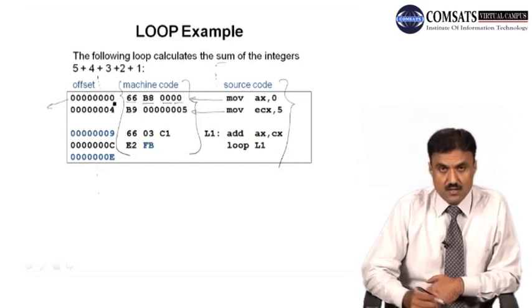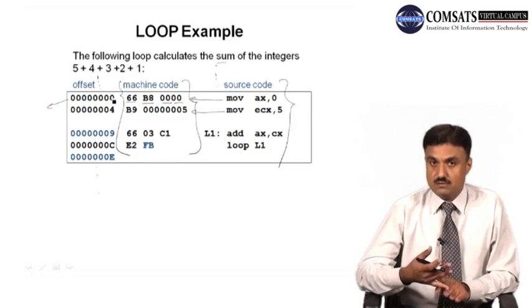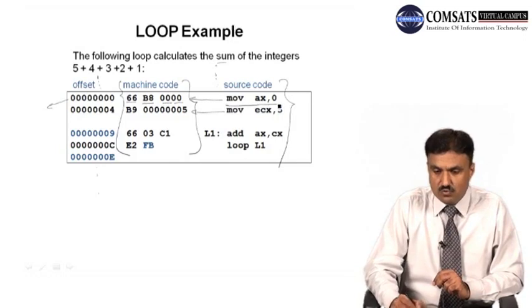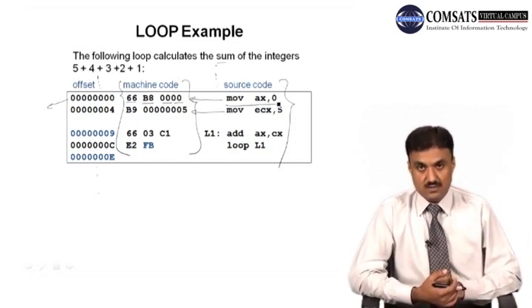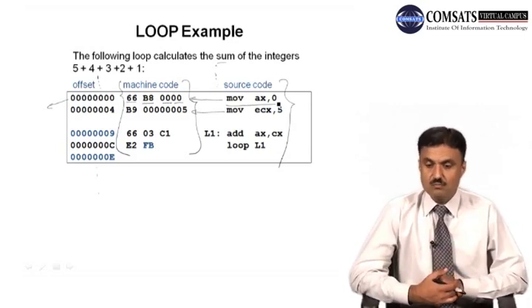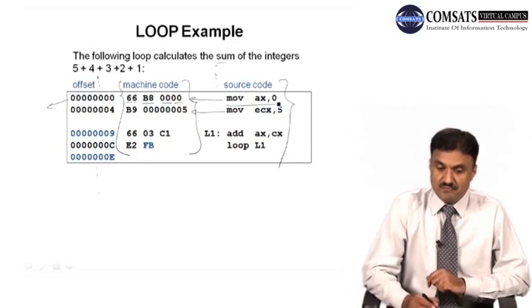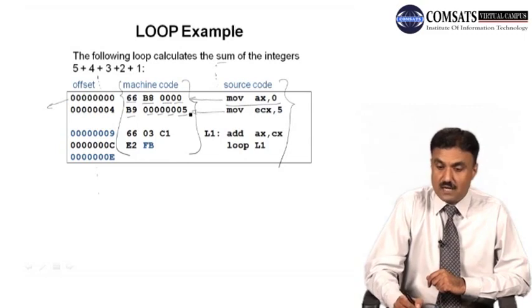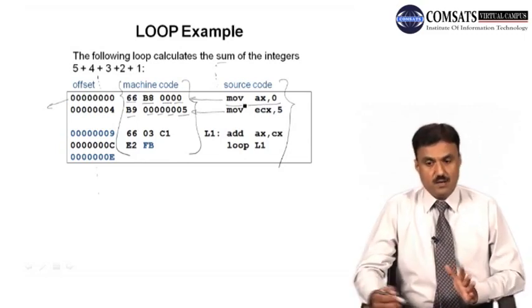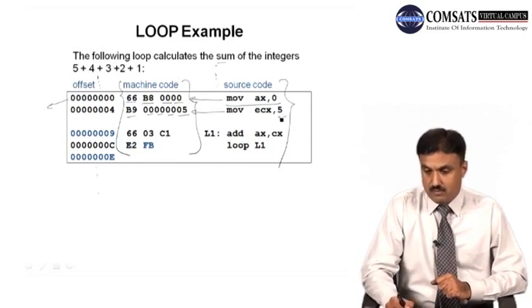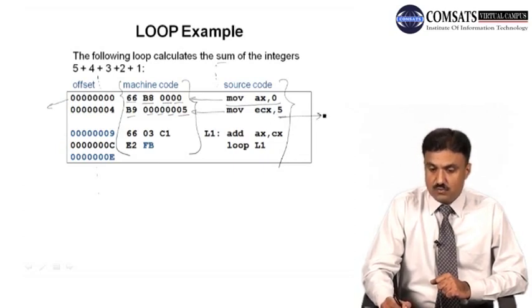Starting from 00, 01, 02 and 03, these 4 bytes are assigned to move AX, 0. So this instruction is a 4-byte instruction. What about the next instruction? Move ECX, 5. So this is 1 byte, 2 bytes, 3 bytes, 4 bytes and 5 bytes, because the instruction is the same. The only difference is the value 5, which is a 32-bit value.